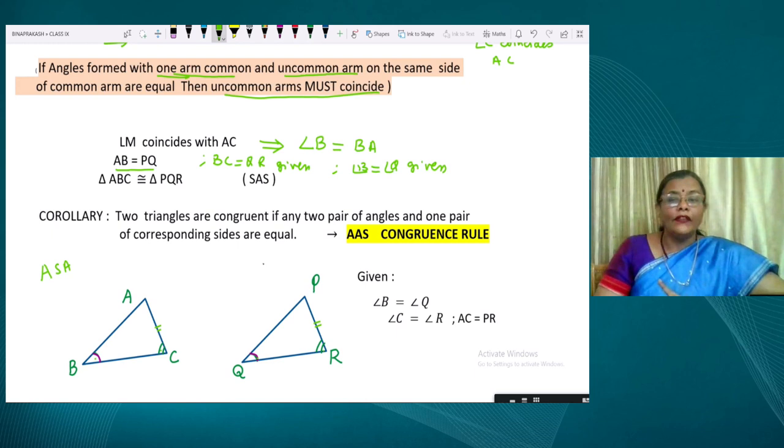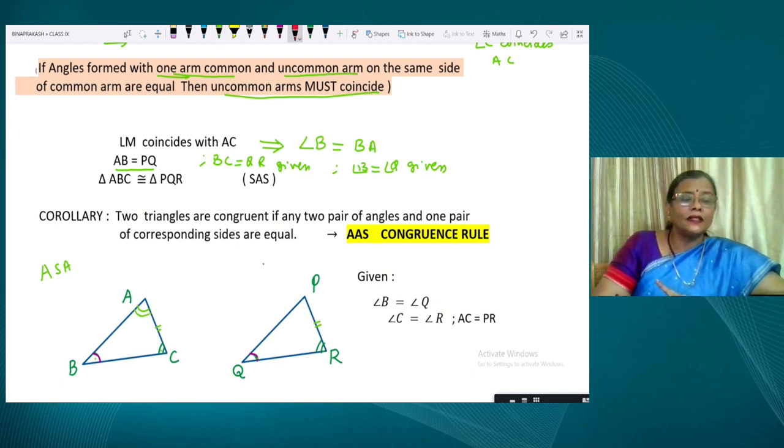How will it be congruent? We all know the third angle of the triangle. How do you measure the third angle of the triangle? It is 180 minus, what will be the measure of angle A? It will be 180 minus (angle B plus angle C). So if it is 180 minus (angle B plus angle C), what is angle B equal to? We have it as angle Q. And what is angle C equal to? Angle R.